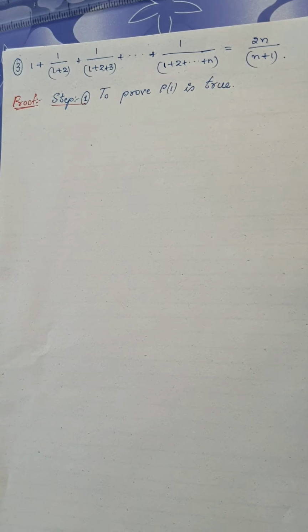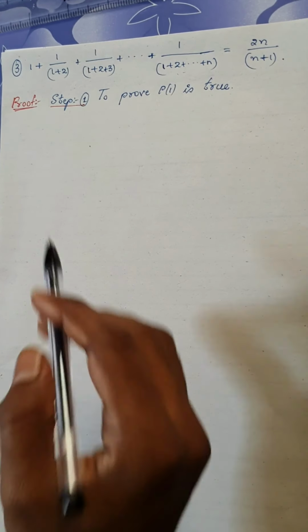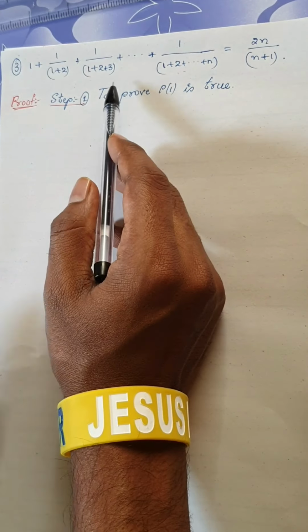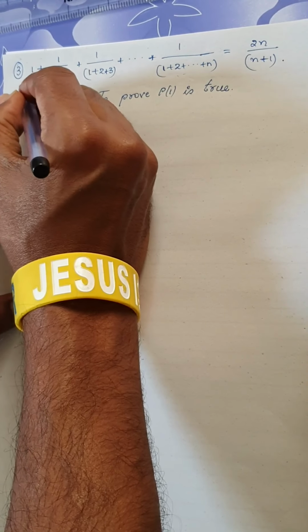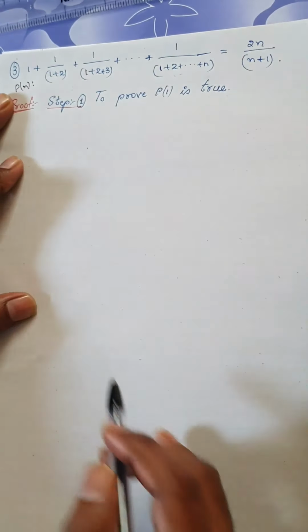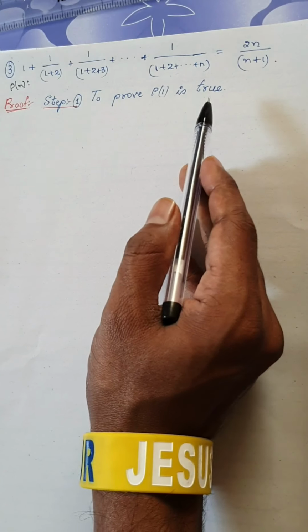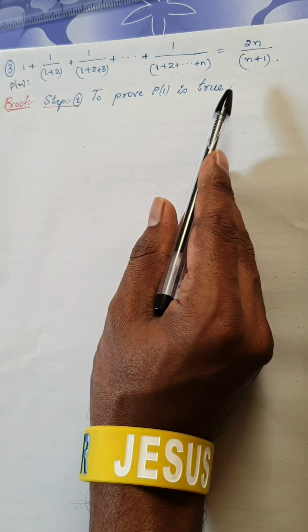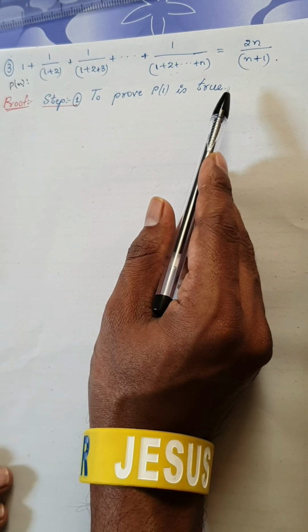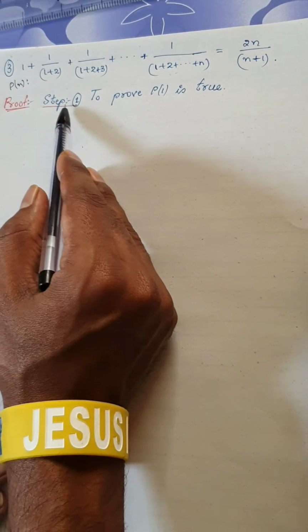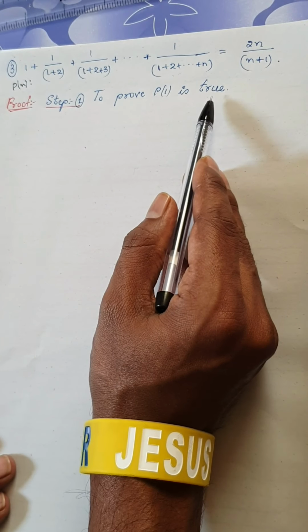So here comes quite a special type of problem. The first term, you can take the given statement as P of n. Okay, so let us consider the given statement as P of n. You have to prove this statement. Okay, let us start with the regular process. Step 1 is to prove P of 1 is true.